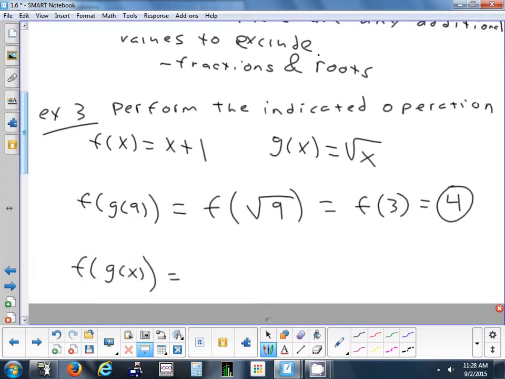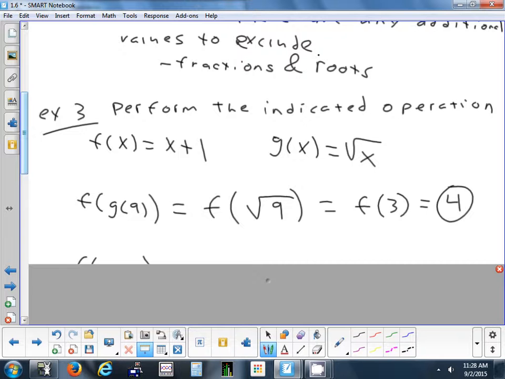Now, do you think if I switch the order, if I did g of f of 9, do you think I'd get the same thing? I think no. Not necessarily. If you did, it's just a coincidence, but usually you won't.